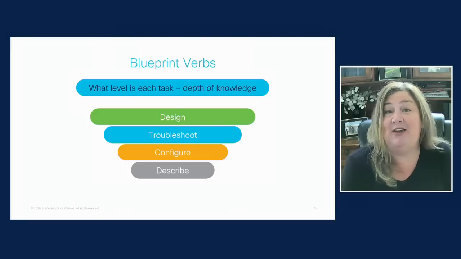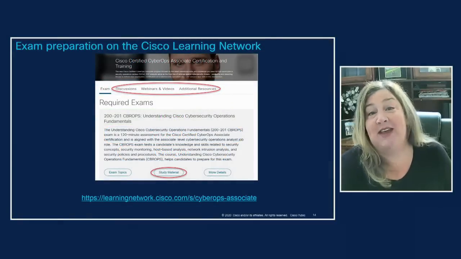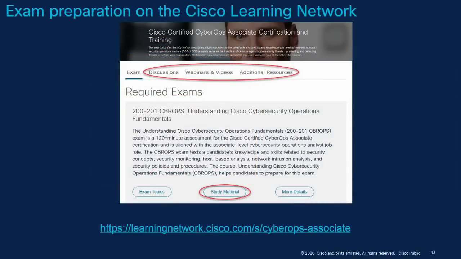So jump to the next slide. Where can you find this blueprint? David hit on it, the Cisco Learning Network. That's your first stop on our web pages. Once you get there, you'll choose the exam that you're looking for. And in this case, it's the CyberOps Associate. It's exam 200-201. When you get to that page, you can download the blueprint.